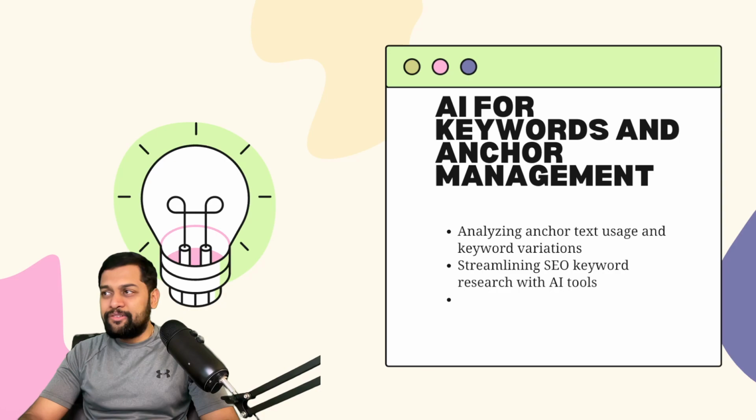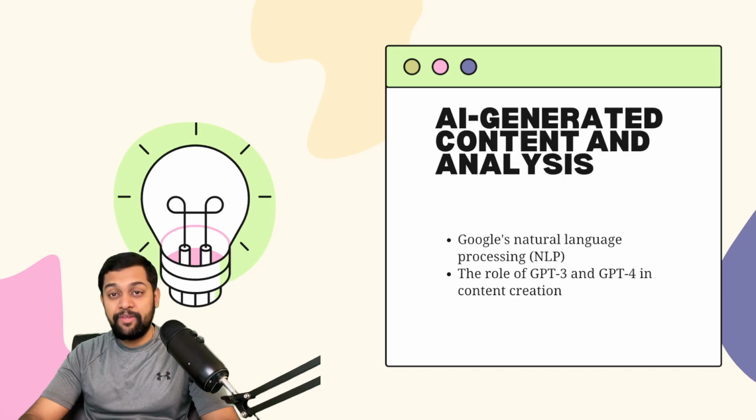Now, a few other things AI can also help with are keyword and anchor management. I already mentioned tools earlier, but it can also help you identify keyword variations.